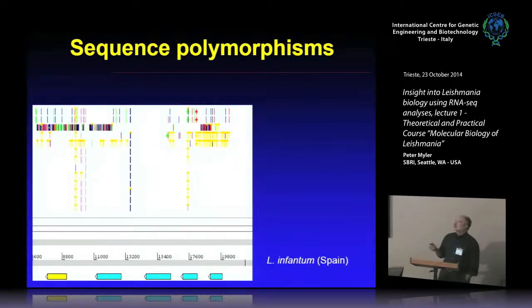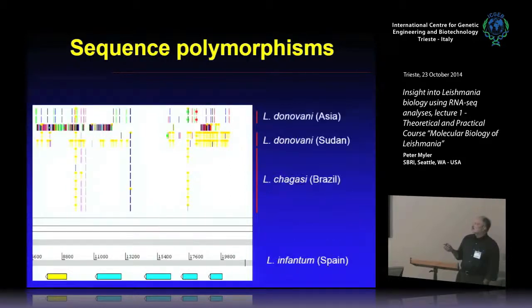If you plot those SNPs and you zoom out to a much higher scale, you can see this is just a portion of one particular chromosome. I can't remember what chromosome it is. So this is 20 kilobases at the beginning of one of the chromosomes, compared to the L. infantum reference genome.